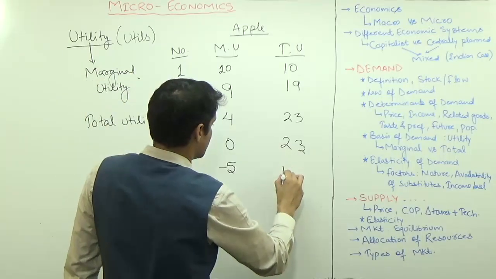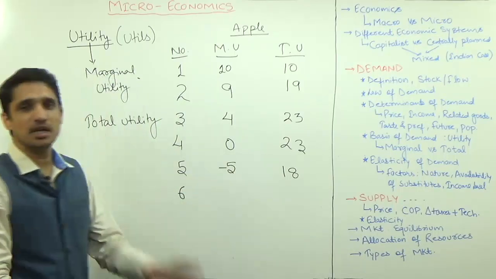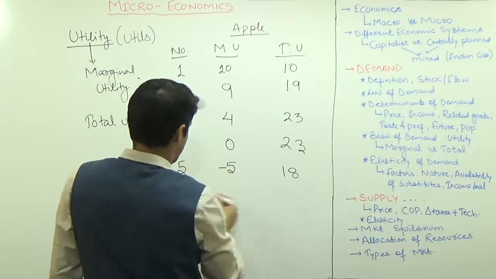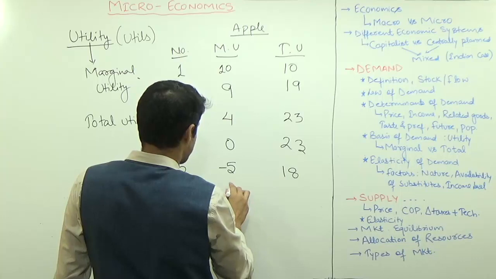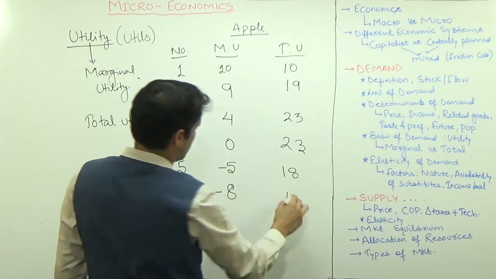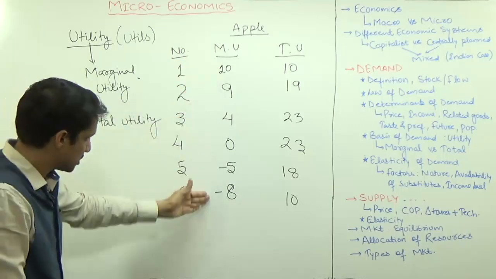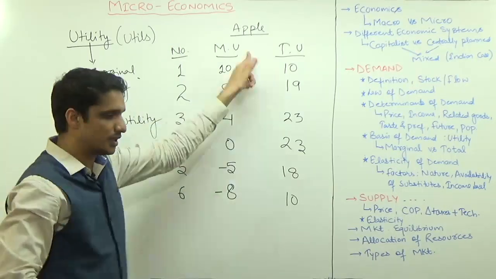So it will become 18. Maybe suppose the next friend came and he said, I'll give you 10 lakh rupees if you will consume this next apple, the sixth one. So now even if the marginal utility is minus 8, still you will consume it. So actually the demand is dependent on this marginal utility and not the total utility.